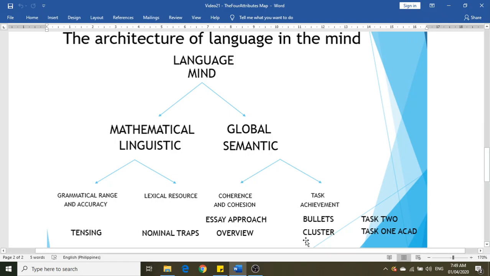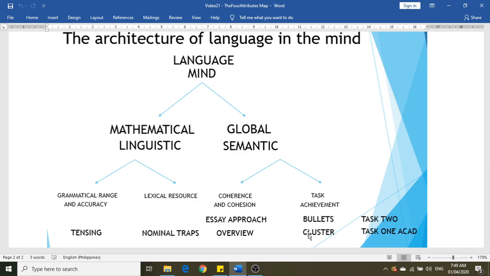So these are now what we call the four attributes, and we use that term because your band 7 actually relies on these four attributes. And if you have problems in any one of the four attributes, then that's no longer a band 7. So task 1 is really tougher.